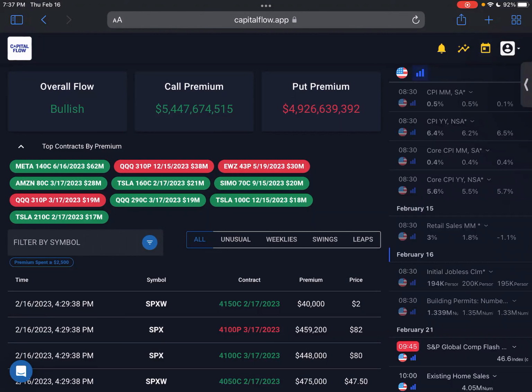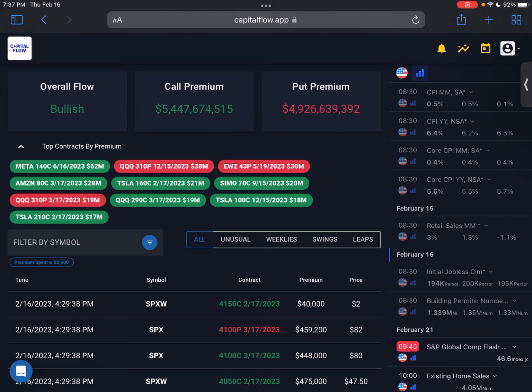And now this is super important. I want y'all to pay attention. Next to that chart button, you have the button that looks like a calendar. This is the economic calendar, and this is super important to watch because economic events affect how traders trade. And you're going to see it in the flow.